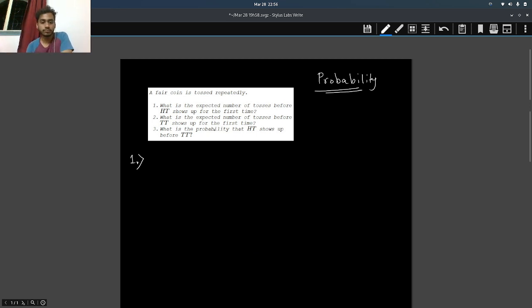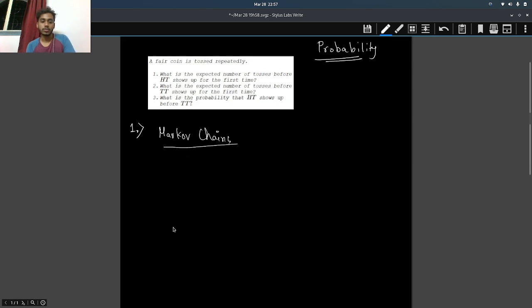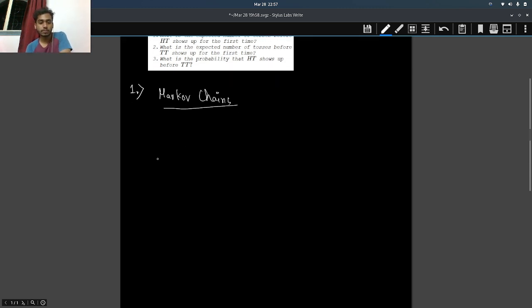So a fair coin is tossed repeatedly. What is the expected number of tosses before HT shows up for the first time? Right. So basically this question can be solved using Markov chains. Let's see what exactly a Markov chain is. In a Markov chain, basically there are some states. So let's denote the starting state to be S, in which we have tossed no coin at all.